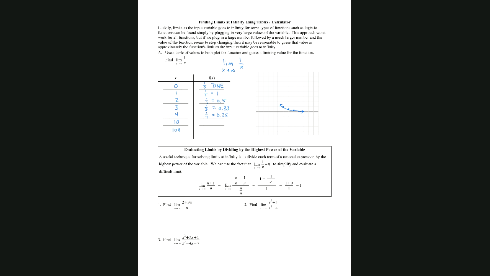Let's try 1 over 10. On a calculator that gives us 0.1, and then 1 over 100 gives us 0.01. And just conceptually, dividing a real number by something that's infinitely large means that our limit here is going to be 0. It is trending towards 0.